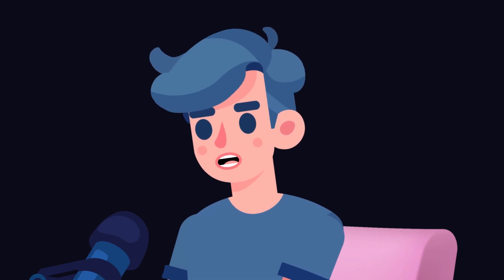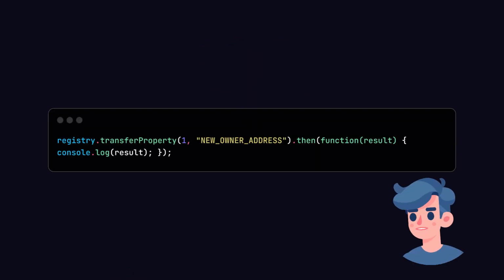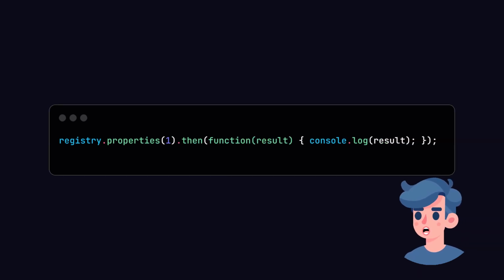Next, let's test the transfer property functionality. First, we need to define an address that will become the new owner. You can find the accounts listed in Ganache. Assuming the second account is the new owner, we can transfer the property with the following command. Lastly, verify the ownership has been transferred by checking the property details again.